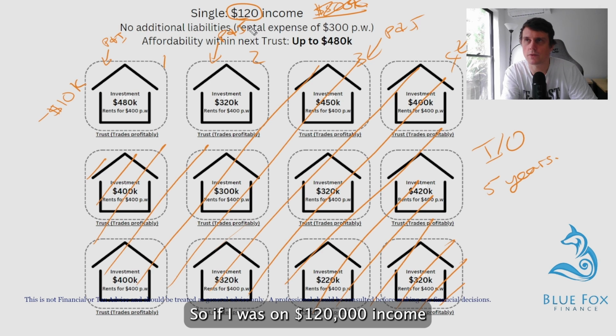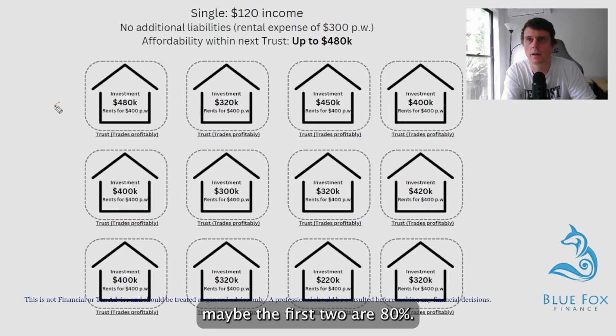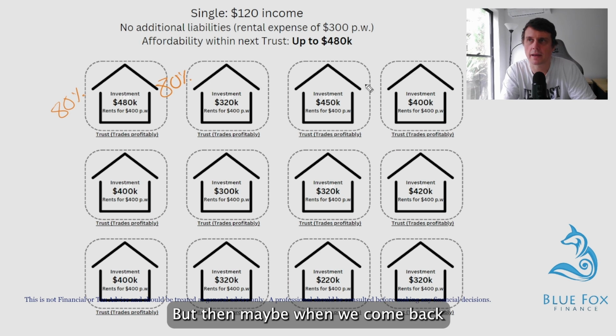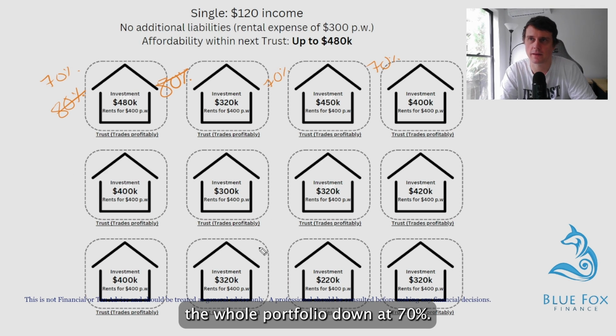So if I was on 120,000 income and I was aiming for 12 properties, I would really try and make sure that we increase the equity quite significantly. So maybe the first 2 are at 80%. But then maybe when we come back to buy the next 2 properties in a couple of years, maybe we make sure we wait. And sorry if you can hear my baby. Maybe if we wait until these are down and we can do these at 70% and these ones are now down at 70%. And then maybe we keep the whole portfolio down at 70%.